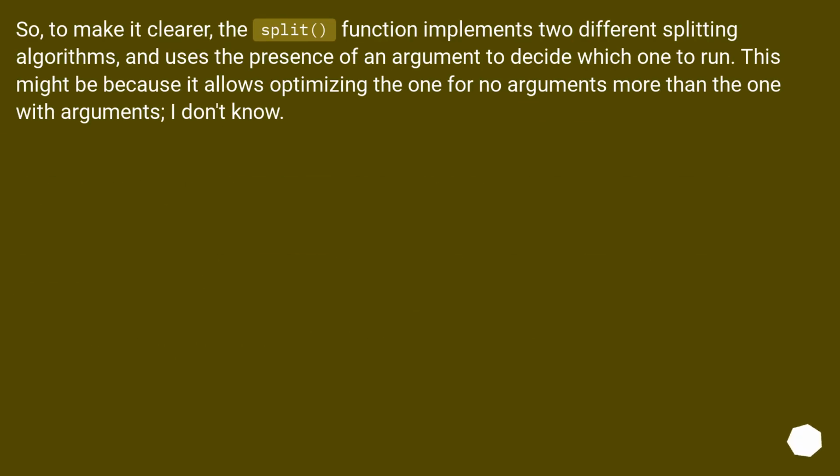So, to make it clearer, the split function implements two different splitting algorithms, and uses the presence of an argument to decide which one to run. This might be because it allows optimizing the one for no arguments more than the one with arguments. I don't know.